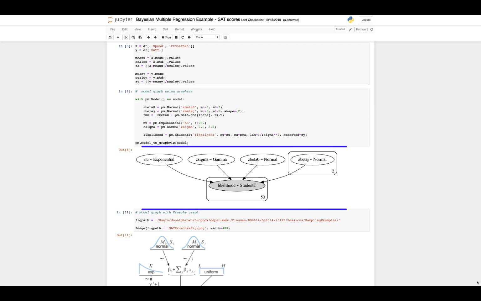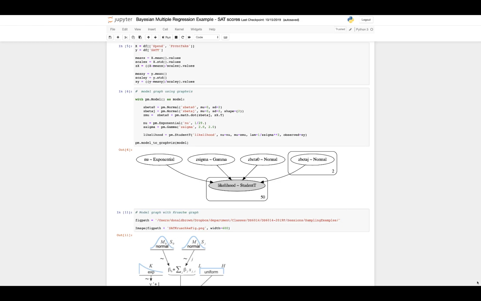And then we've got a plot here. This is showing you the plot using GraphViz that's automatically generated. And you can see we have, as we talked about, the exponential as the prior for the degrees of freedom, the gamma as the prior for the scale parameter in the t-distribution, and then the Gaussians for the beta parameters in the regression model.